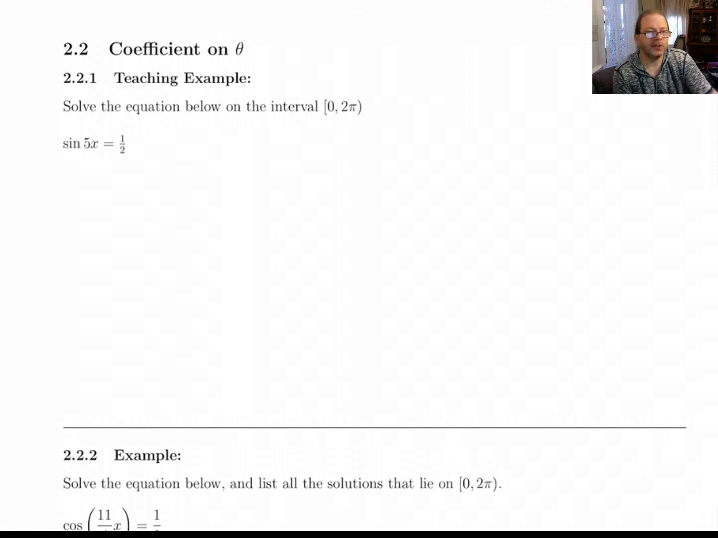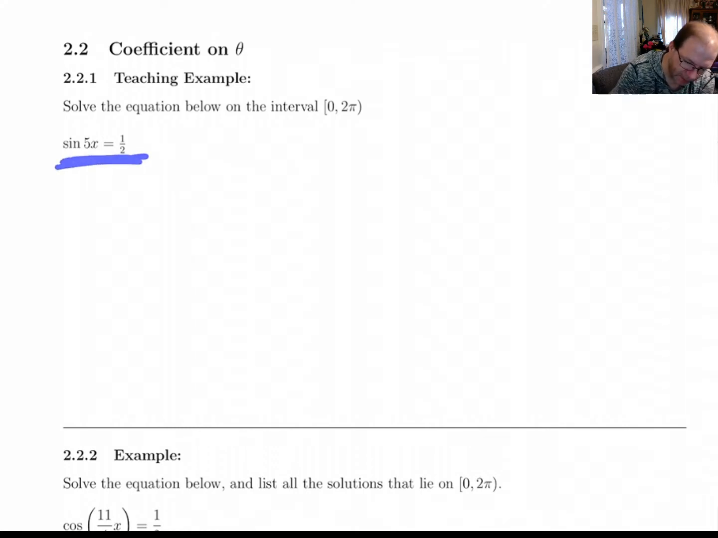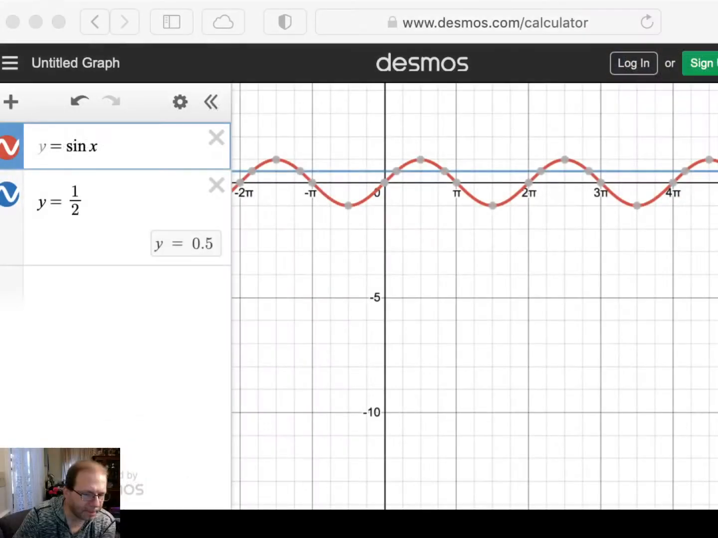All right, I want to look at some examples where we're solving an equation, but in the equation, there's a coefficient on theta or x or whatever our variable is for our angle. And so first up, I want to look at this example here that I've called a teaching example. Sine 5x equals a half. So before we do that, let's look at Desmos for a minute.